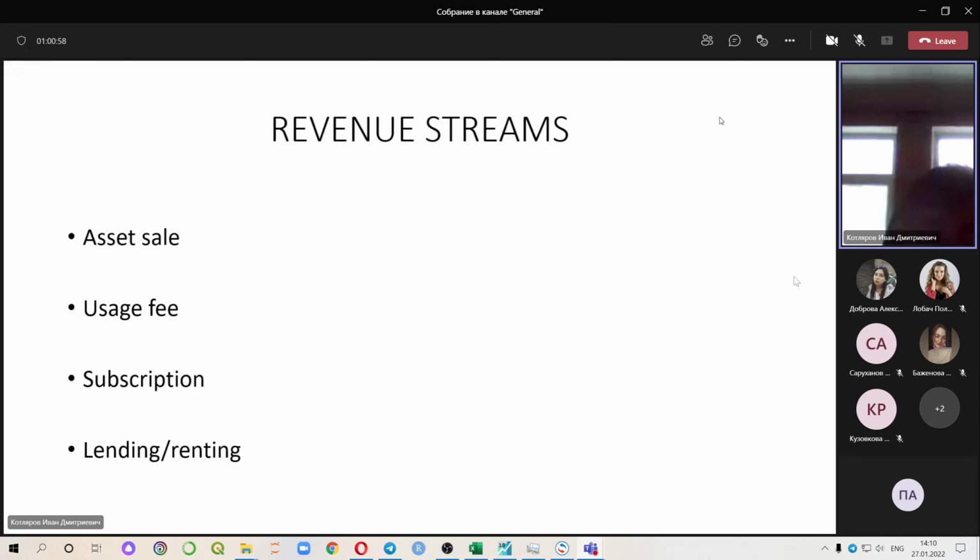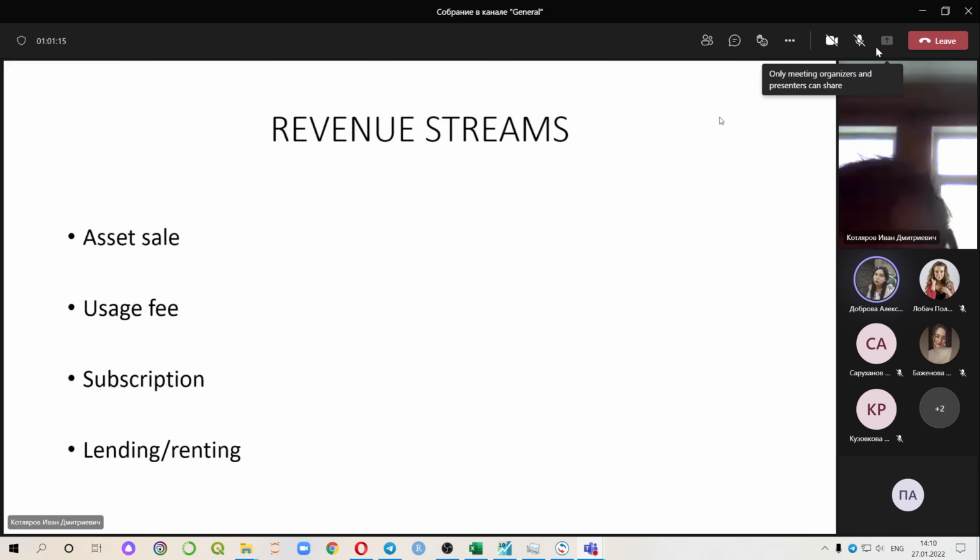Okay, lending and renting. In this case, we rent a physical asset from a company. Car sharing is a good example. In this case, we do not purchase a car, we simply rent it for a given period of time. Is it clear, guys? And what is the difference between lending, renting, and subscription?